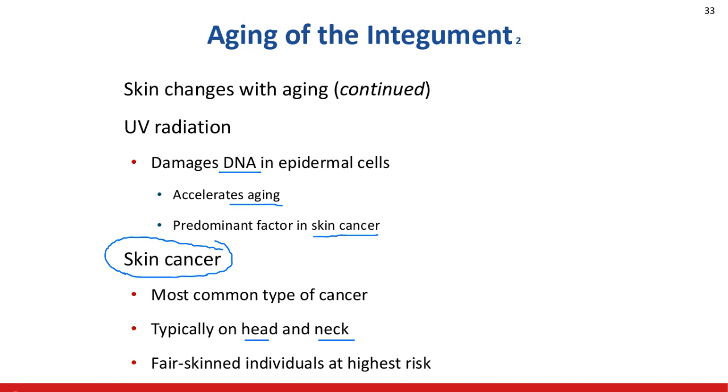Who's more at risk? Me. A fair-skinned individual, because I produce less melanin. Folks that have darker skin color produce more melanin. We all have pretty much the same amount of melanocytes. Gingers, that's right, I'm a ginger.